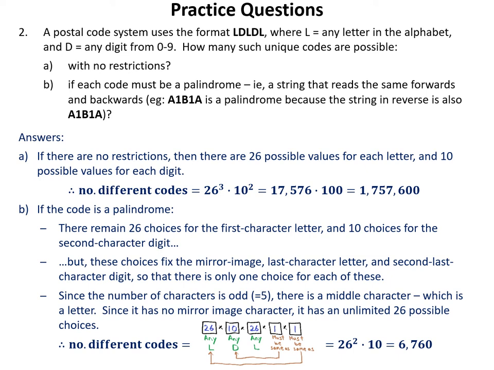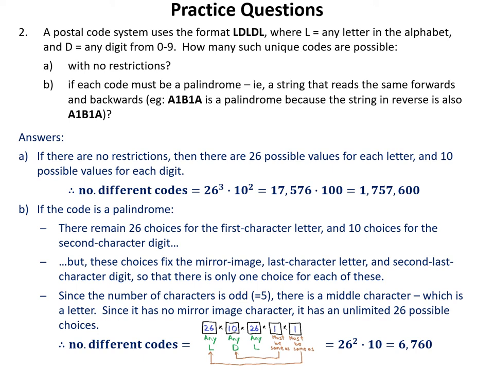For part A, if there are no restrictions, then as we've seen previously in the example in this lesson, there are 26 possible values for each letter and 10 possible values for each digit. Therefore, the number of different codes equals 26 to the power 3 times 10 to the power 2, which is 17,576 times 100, which equals 1,757,600.